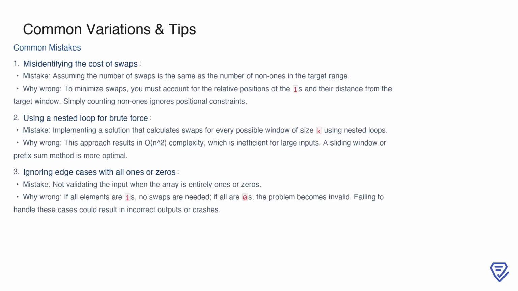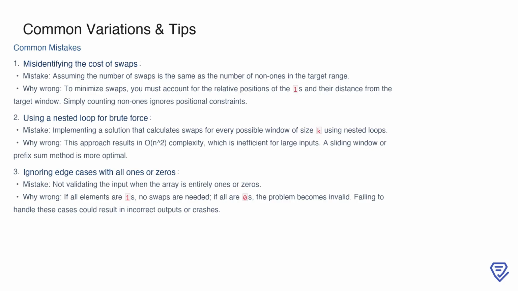When working on this problem, there are a few common mistakes to watch out for. One of the most frequent errors involves misidentifying the cost of swaps. Some might assume that the number of swaps needed is simply equal to the number of zeros, or non-ones, in the target range. However, this doesn't account for the positions of the ones and how far they are from the target window, which is critical for minimizing swaps.